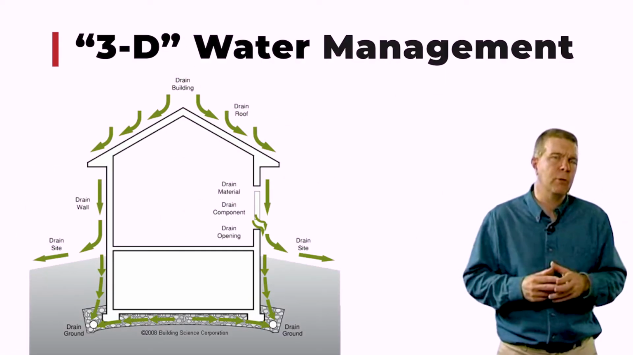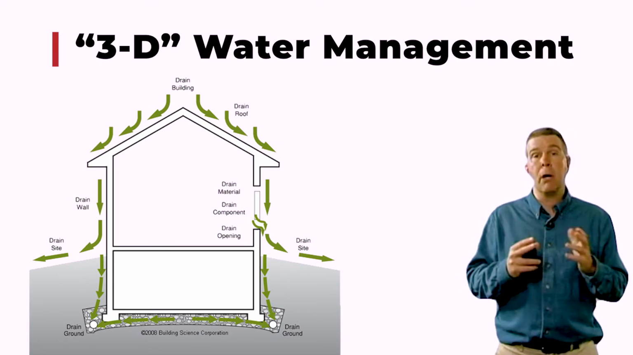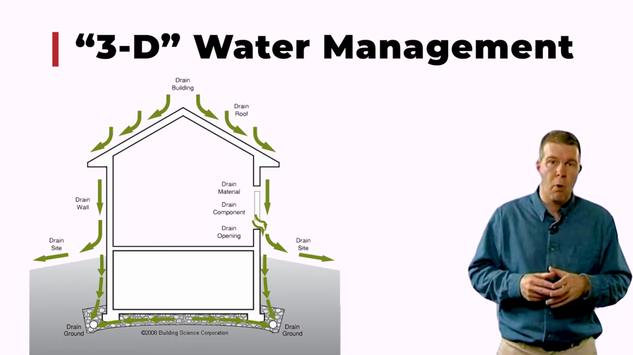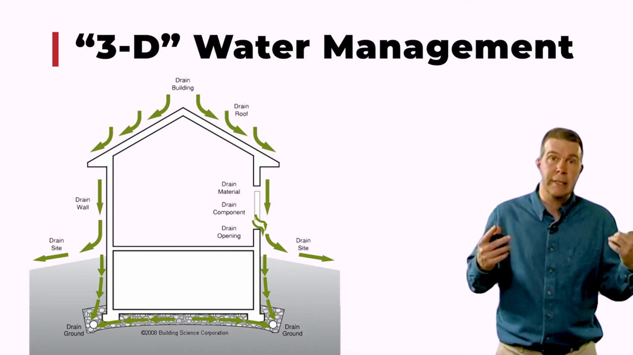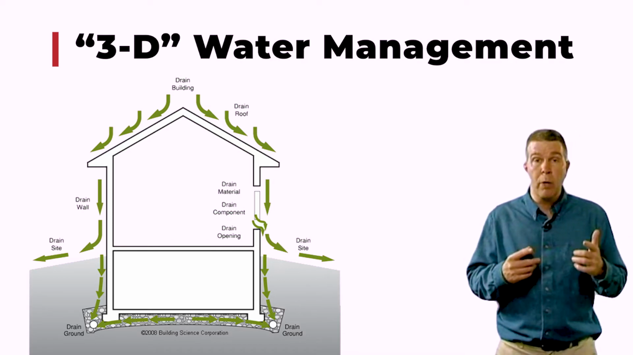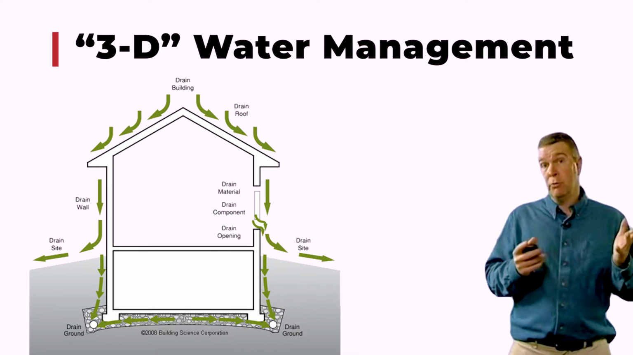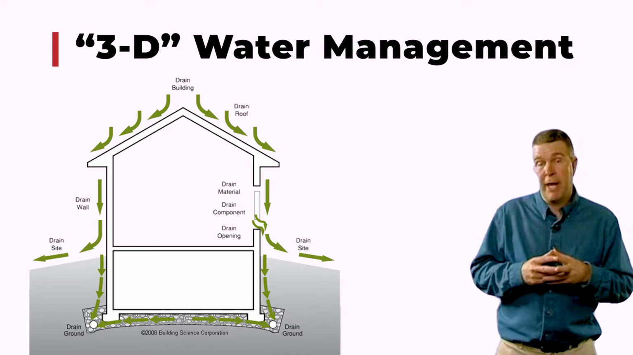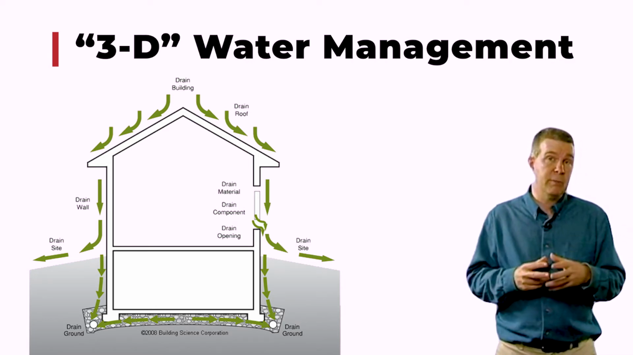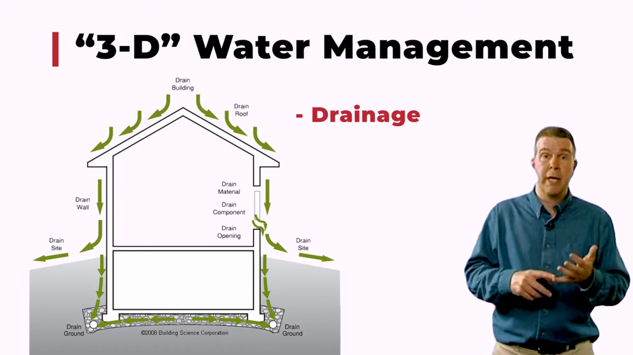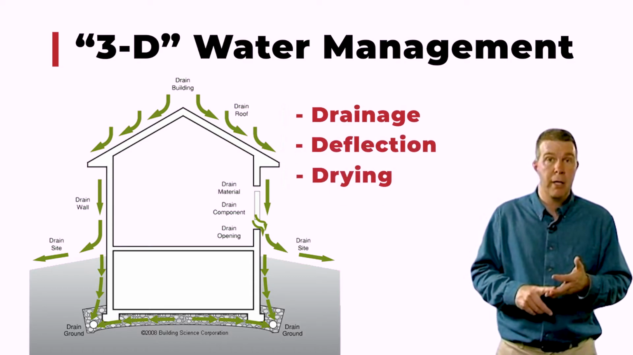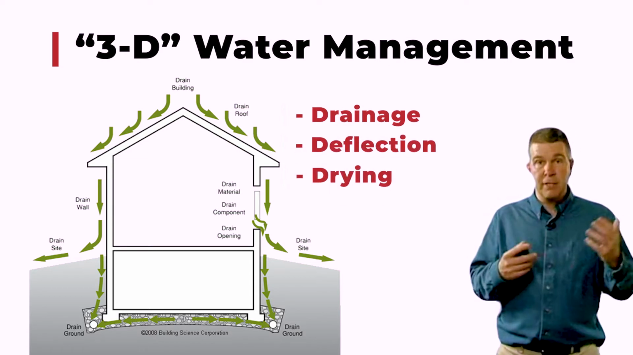But first and foremost, let's talk about water. And I'm talking about bulk water. I'm talking about the kind of water that comes out of the ground or falls out of the sky. And it's that water that we want to do what Joe says is the 3D water management system. And that 3D water management system means we're going to drain, we're going to deflect, and we're going to dry. Things can get wet and things can dry out.